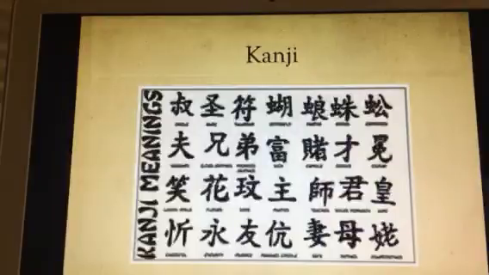This is a picture of the kanji. This shows some symbols of what it looks like. Symbols can represent letters, or symbols can represent the nouns, adjectives, and verbs, like I stated.